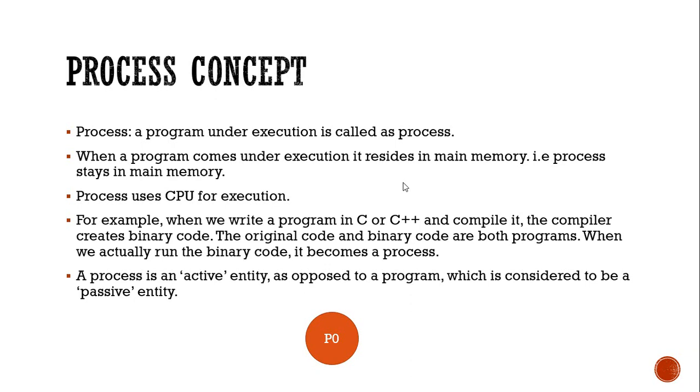For example, when we write a program in C or C++ or in Java or in any other programming language, first we write that program, then we compile that program. In those steps, this is a program. But once we run that binary code of that program, it will become a process. Once it becomes a process, it will be running on CPU and it will reside in main memory, or we can say RAM. So your process is an active entity. Active means it is running, while your program is a passive entity, means it is just staying in the system.